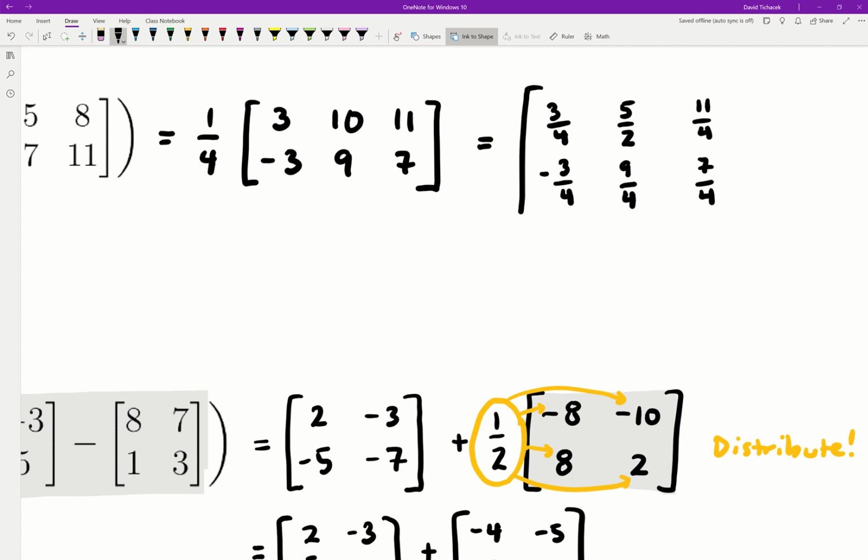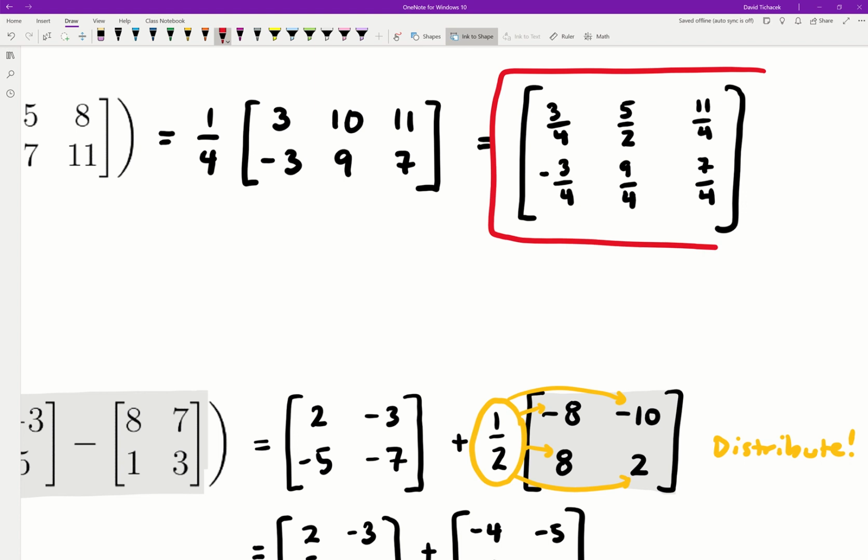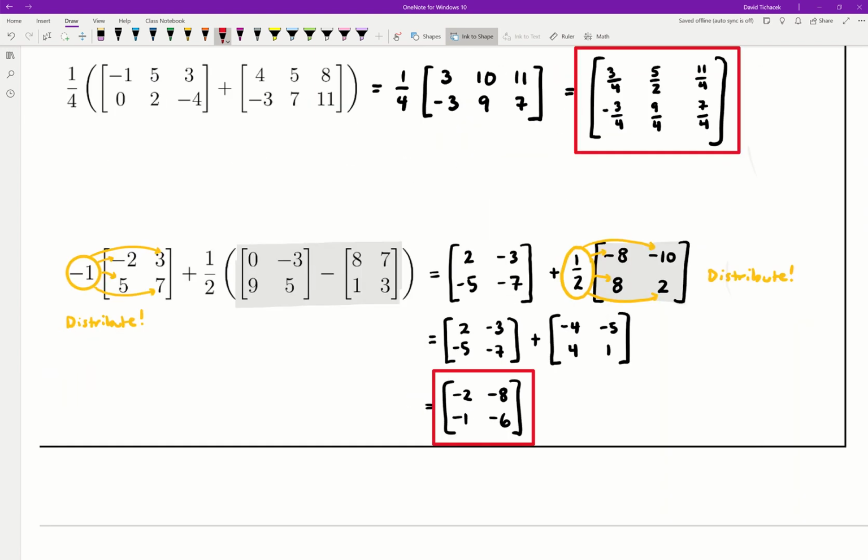So even though all of the other entries here are going to end up being a fraction over 4, we had that one entry where it was 1/4 times 10. We can always go ahead and reduce that fraction, which is always something that we're interested in. We always want to go ahead and reduce our fractions as much as possible.